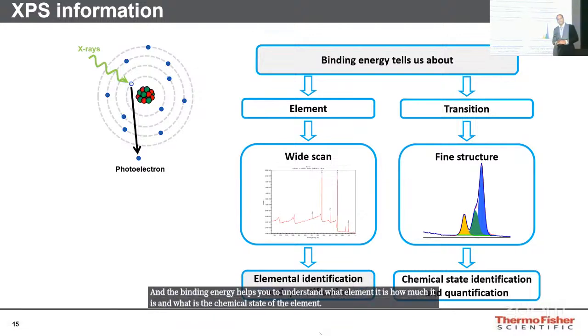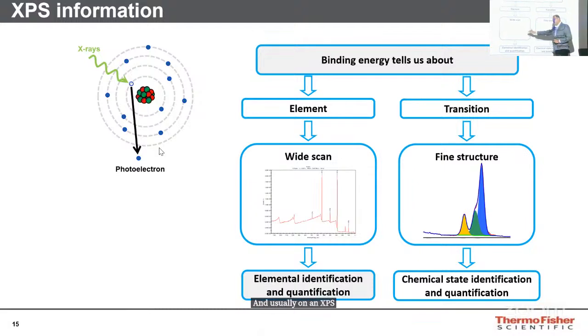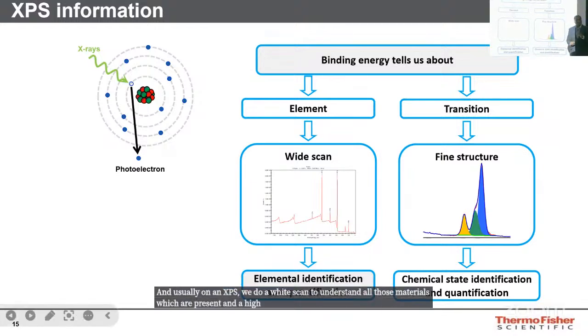And usually on an XPS, we do a survey scan to understand all those materials which are present, and a high resolution scan to understand the fine structure or chemistry of the sample.